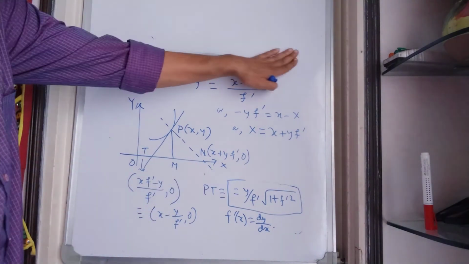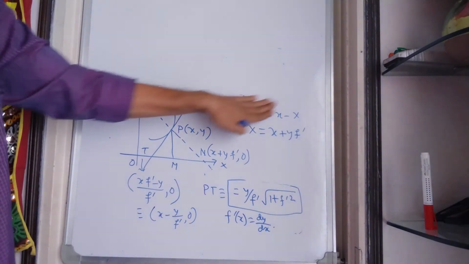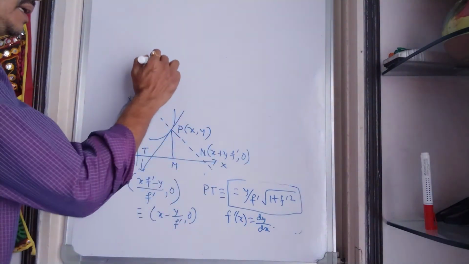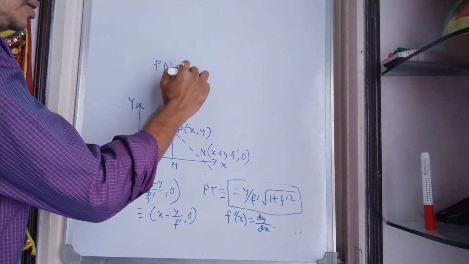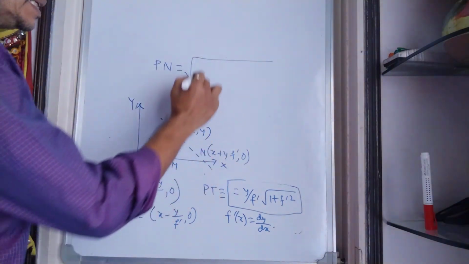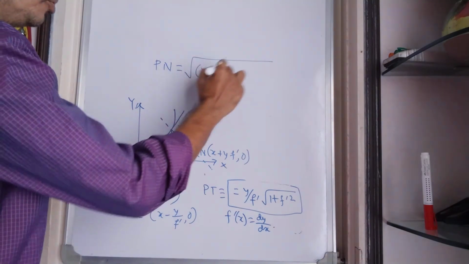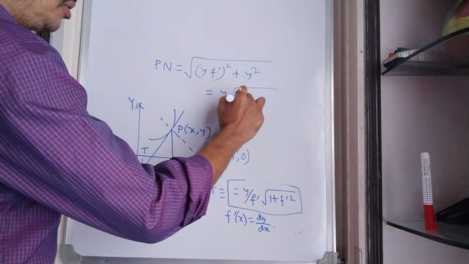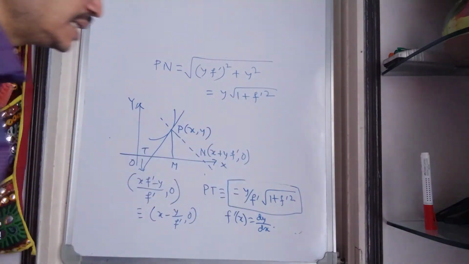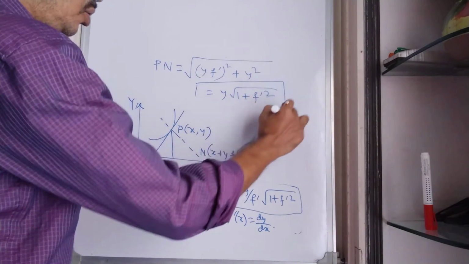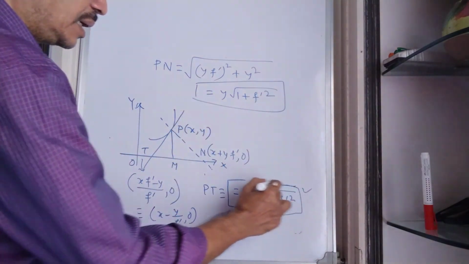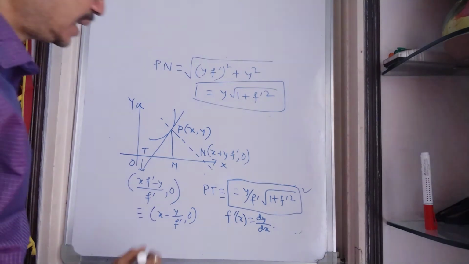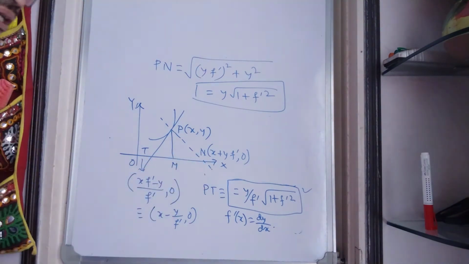And the length of the normal will be the distance between (x, y) and this point. So Pn will be root over (x minus this), so it will be y f prime whole square plus y square, and if we take y common, this turns out to be like this. So this is the length of the normal as opposed to the length of the tangent. Now let us come to the subtangent and subnormal.